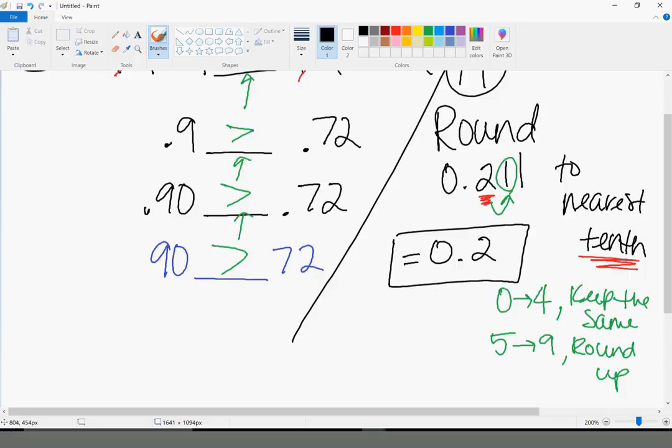Sorry about that. So the answer will be 0.2.